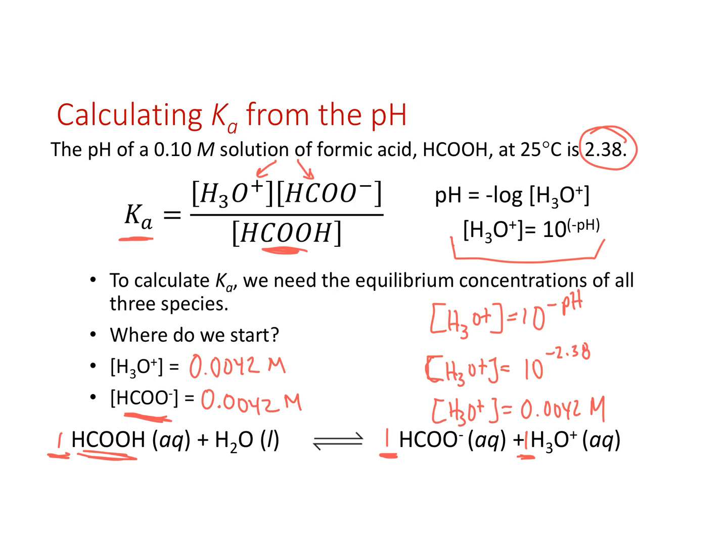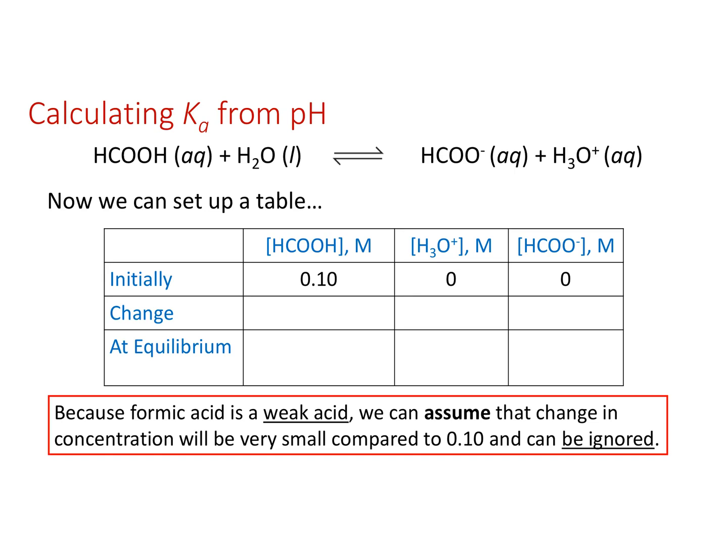So if 1 molar formic acid ionized, I would have 1 molar formate, 1 molar hydronium. If 0.0042 molar formic acid ionized, well, then I'm going to have 0.0042 molar hydronium and formate in solution. And that's what I see. Because I know one, I immediately know the other one because of the stoichiometry of the balanced chemical equation. So now we can set up an ICE table to determine our equilibrium concentrations of everything in the solution before we calculate the Ka of this acid.